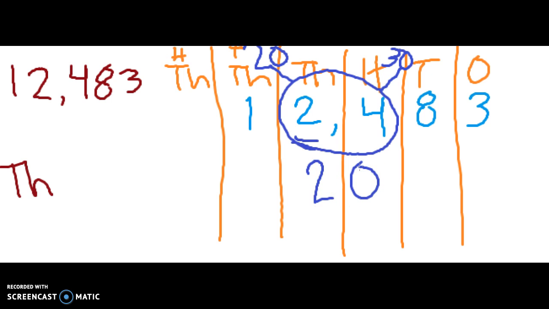Everything after my bubble becomes a 0. Everything before my bubble stays the same. So 12,483 rounded to the nearest thousand would give me 12,000.